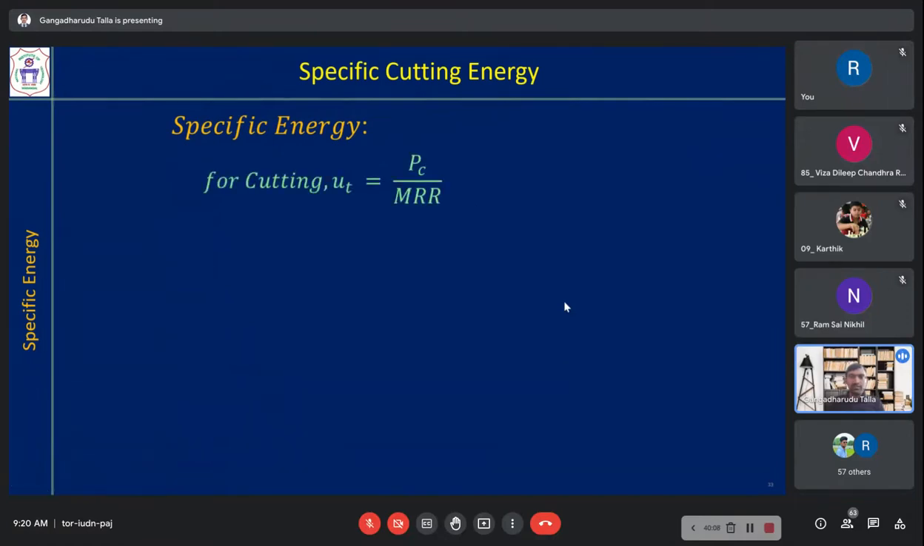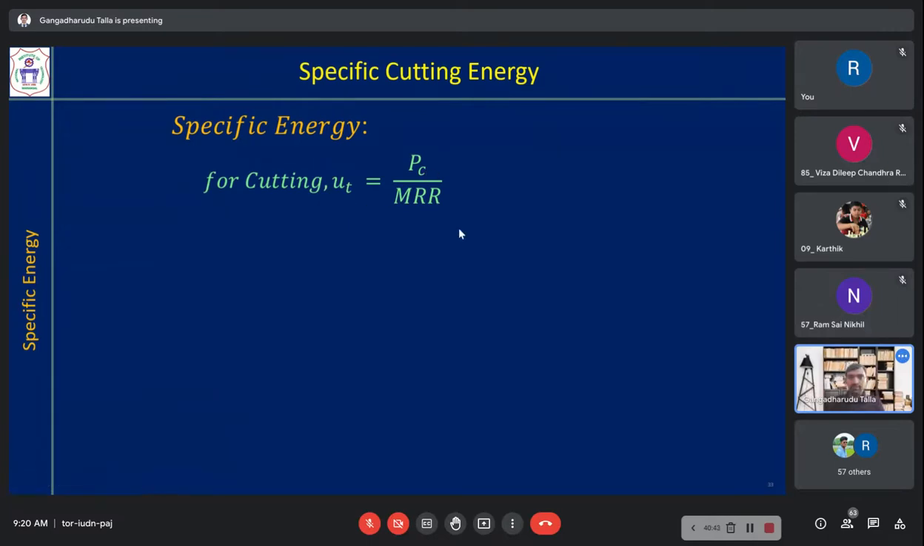Now specific energy. This is not the specific energy we discuss in thermal engineering or thermodynamics. Here this is specific cutting energy. For unit amount of material removal, what is the energy required? That is defined, for the cutting process, as UT, the specific energy. Specific cutting energy is the better word. So that is PC by MRR.